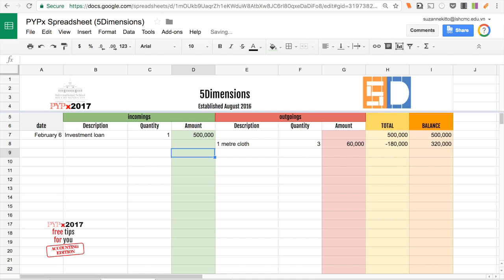Next thing I did was I bought a large thing of cotton, just one of those, and that cost 25,000. Again, it's minus 25,000 because it's an outgoing, and I've got more things in my column, but it still will give me the sum down here. So now I'm down to 295,000. If I don't put in the minus sign in front of the number, then it considers it to be a positive input into the balance.